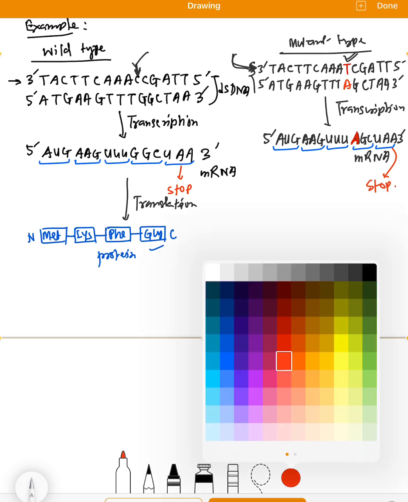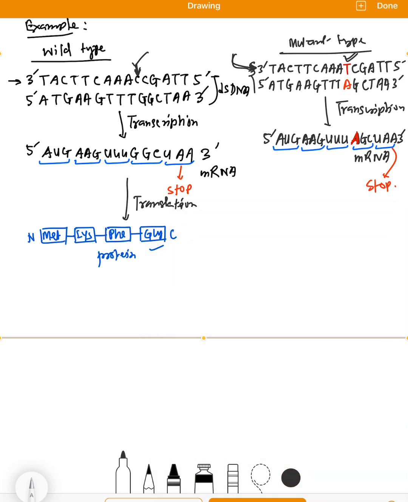If this mRNA goes for translation, it will translate into a protein. So in that protein the amino acids will be present. The first codon will code for the first amino acid, that is methionine in this case. Then the second codon will code for lysine. Then the third codon will code for phenylalanine. And here the fourth codon is changed due to mutation. Earlier it was GGC, now it is AGC.